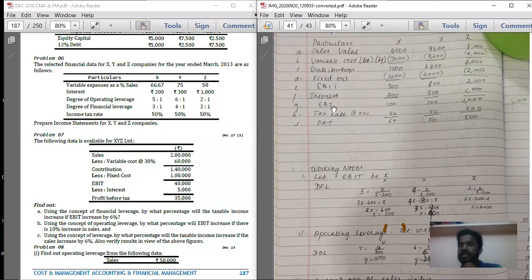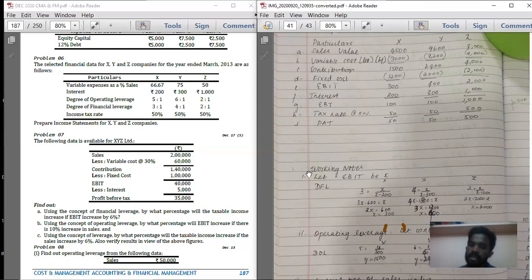Now deduct it. In respect of X, 300 minus 200, EBT is 100. In respect of the Y column, 400 minus 300, EBT is 100. And in respect of the Z column, 2000 minus 1000, EBT is 1000.